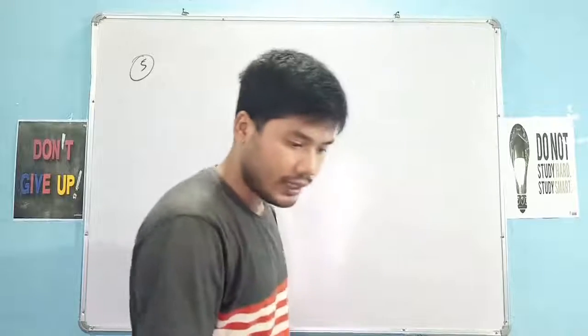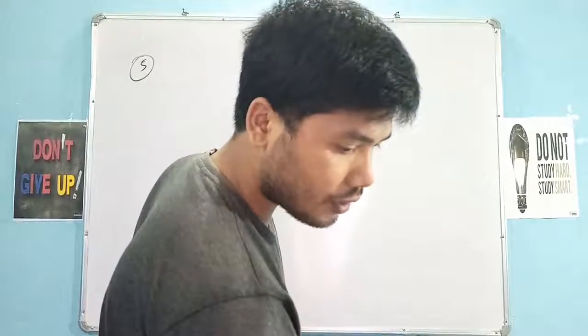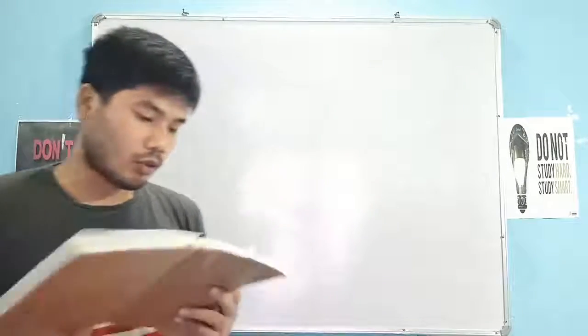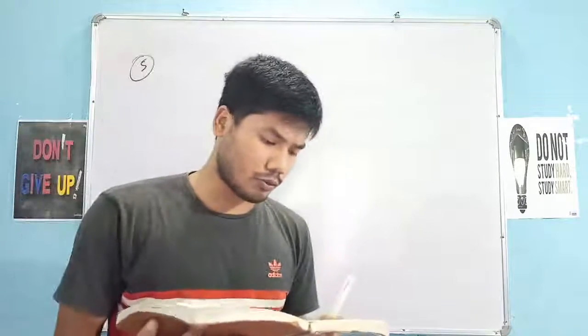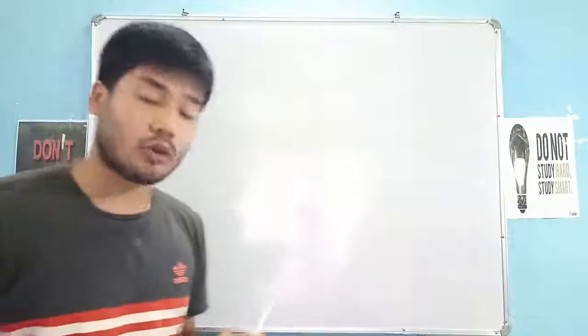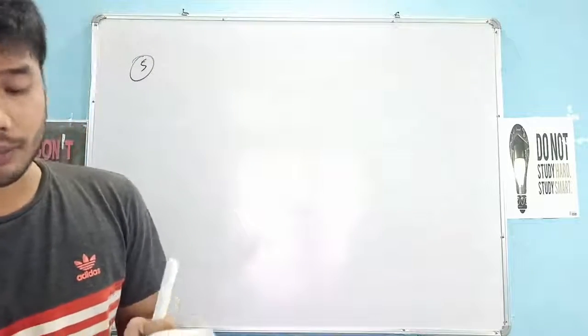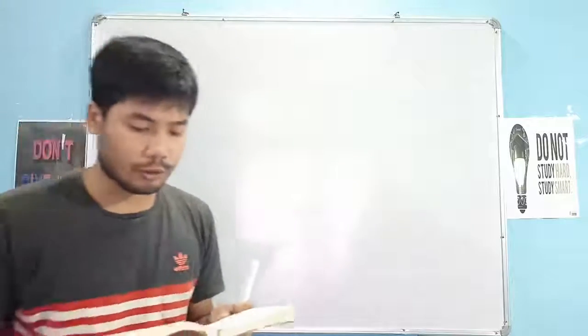Cos a minus sin a plus 1 by cos a plus sin a minus 1 is equal to cosec a plus cot a. Using the identity cosec square a is equal to 1 plus cot square a, we have to use it.